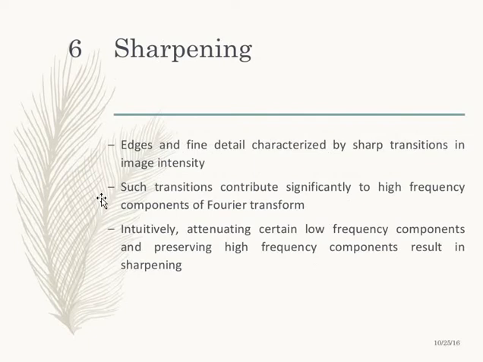Then we have to know what the sharpening of images is. After completion of the image processing, we apply sharpening of the edges. Sharpening highlights the edges and fine details, which are characterized by sharp transitions in the image intensities. Such transitions contribute significantly to the high frequency components of the Fourier transform. Intuitively, attenuating certain low frequency components and preserving the high frequency components results in sharpening.